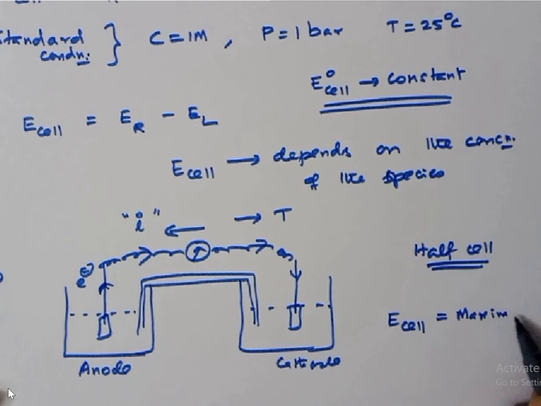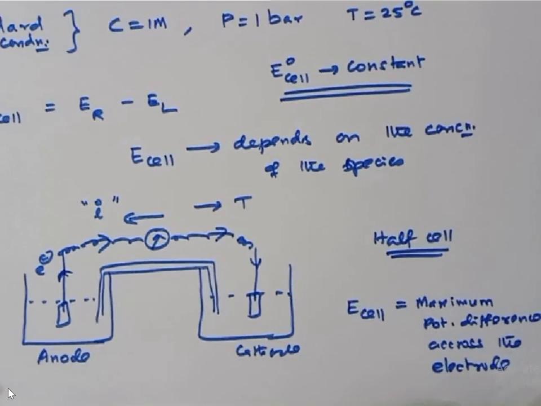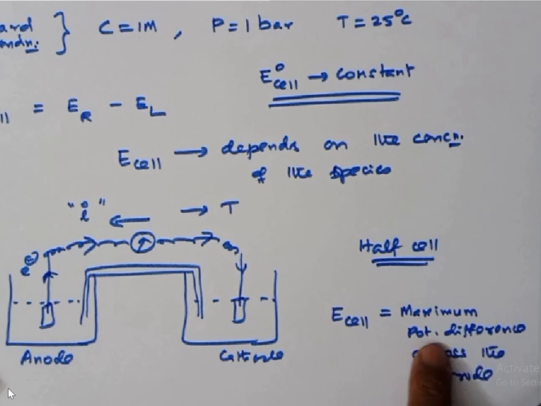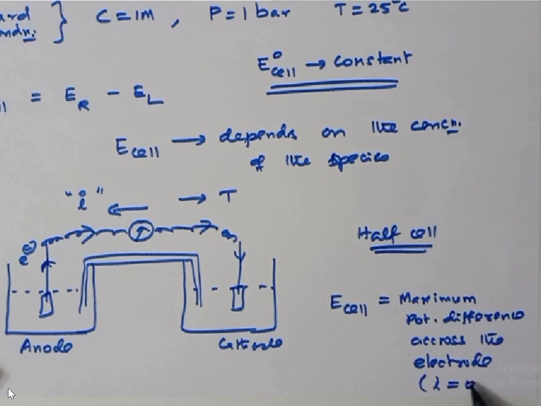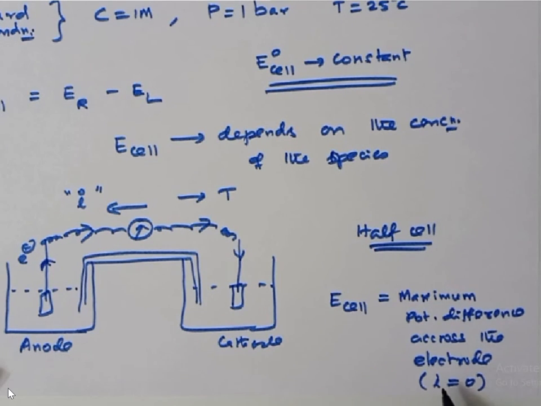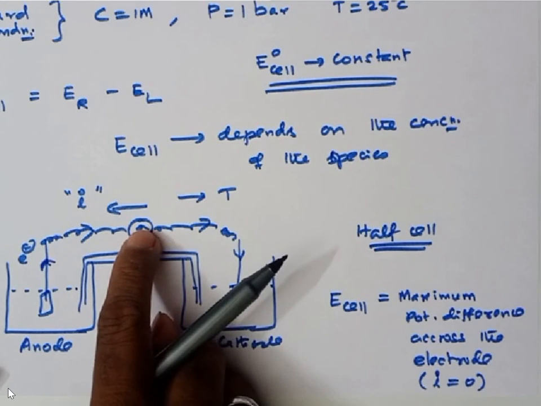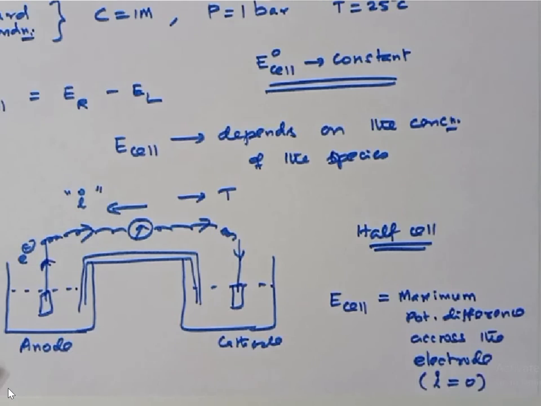It is the maximum. Why am I using the word maximum? Maximum potential difference across the electrodes. This is what we say. So what is cell potential? Cell potential is the maximum potential difference across the electrode in the absence of current. When there is no current flowing in the circuit, whatever potential appears here is nothing but the cell potential.